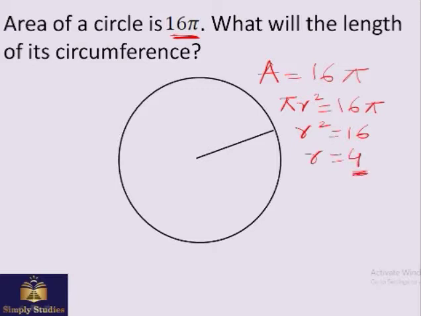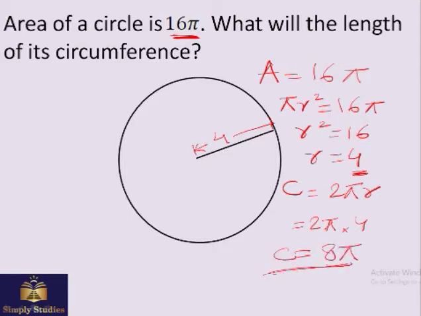So we know the length of the radius. It's 4 units. As soon as we know the radius, we can find out the circumference. That is 2 pi r, that is 2 pi times 4. So the answer is 8 pi. The circumference equals 8 pi.